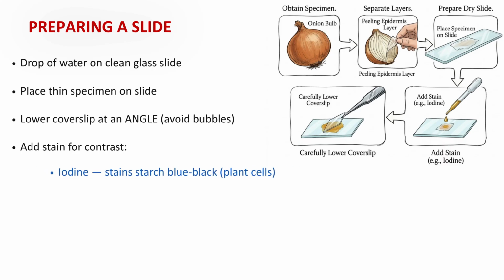Two common stains: iodine, which stains starch blue-black and is used for plant cells, and methylene blue, which stains nuclei blue.